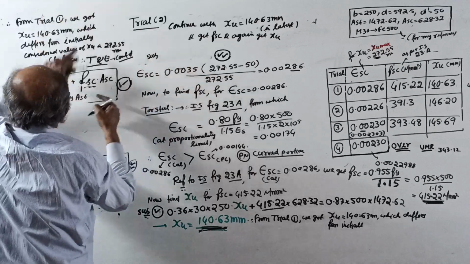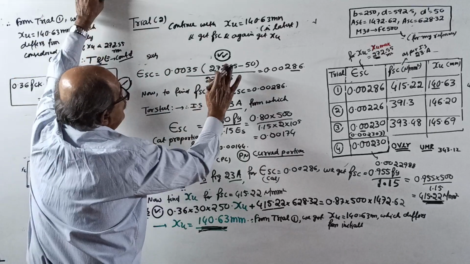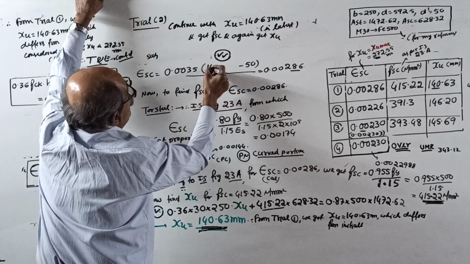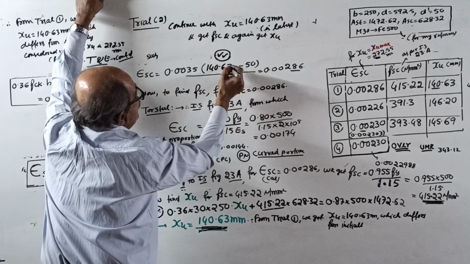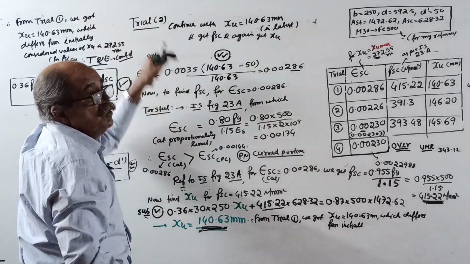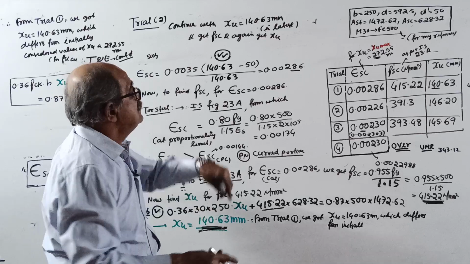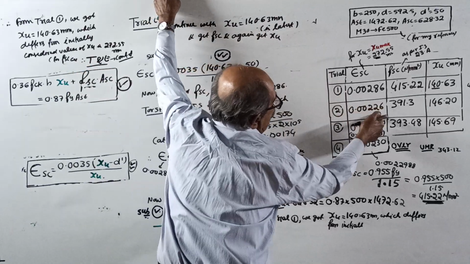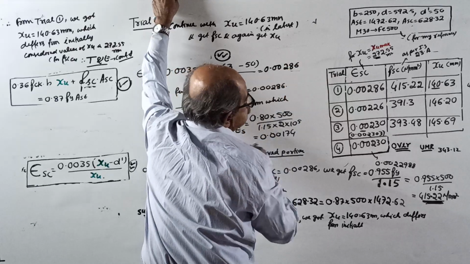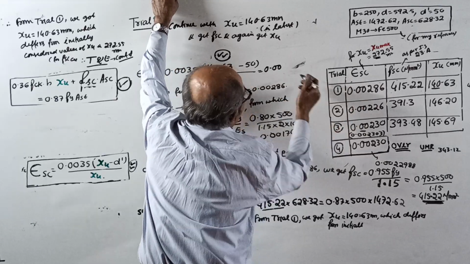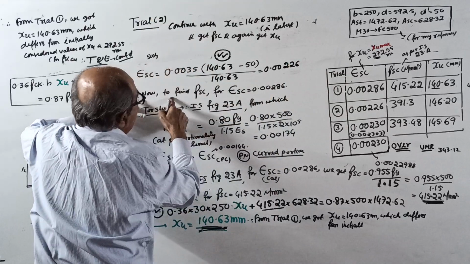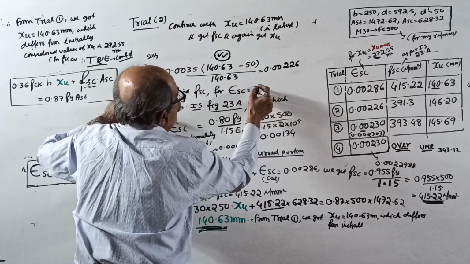Substituting. Now your epsilon sc will become, instead of 272.55, this number will change over to 140.63. You should write once again, remember, do not do like me. I am teaching, you are learning. Don't rub and write there. Once again you write. The value will come 0.00226. Okay, start.